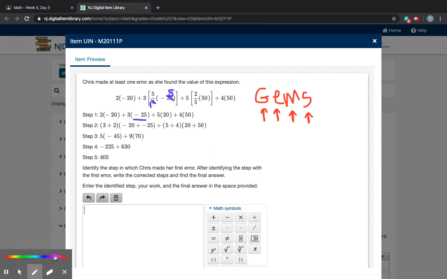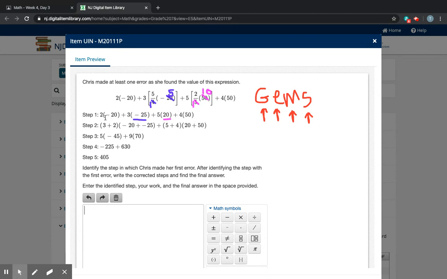Then we have the second set of grouping symbols. So 5 goes into 5 one time evenly. 5 goes into 50 10 times. So 2 times 10 is 20. So that's where we get that. Okay, so now we are at step 1.